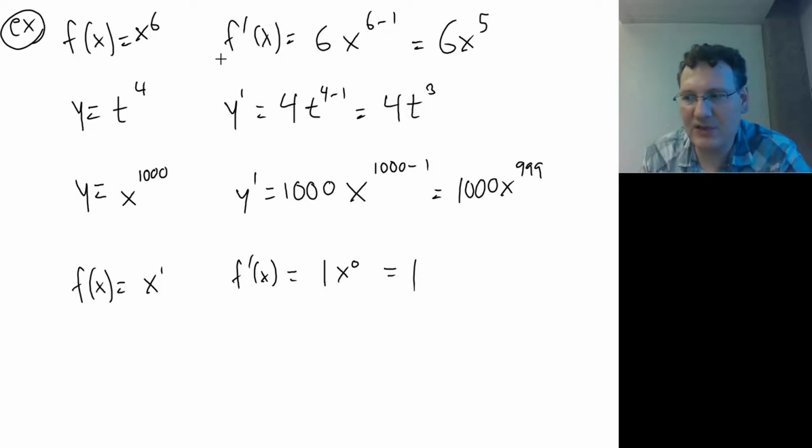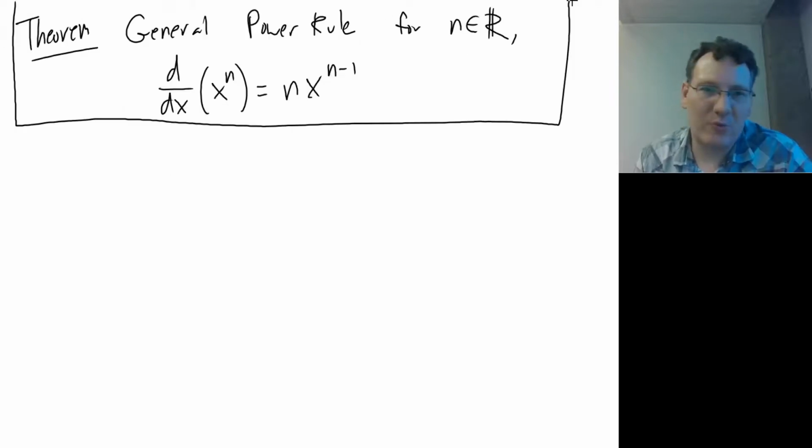In fact, we can generalize the power rule for any real number exponent. So the general power rule is given here, and it actually turns out that this is true for not just positive integers, but for any real number exponent. I'm not going to do the proof here, but you should know that this power rule works for any x to the n, no matter whether n is a fraction or negative or the square root of 7 or whatever it is. The power rule works for any real number exponent.